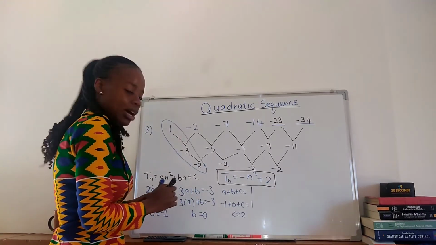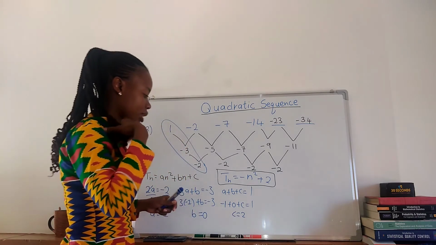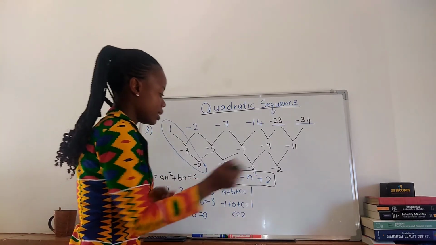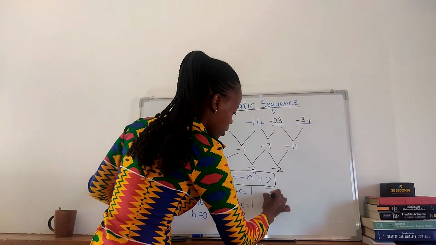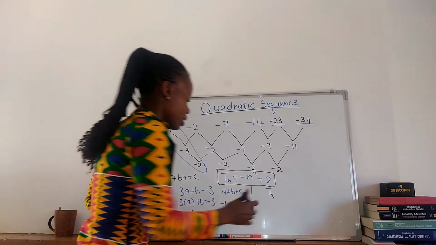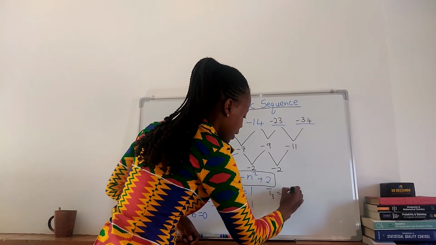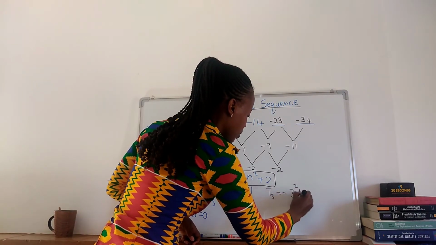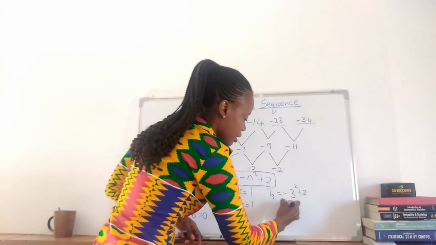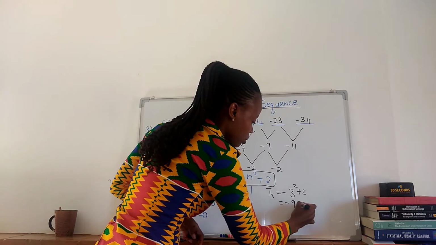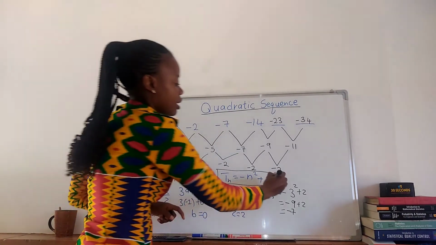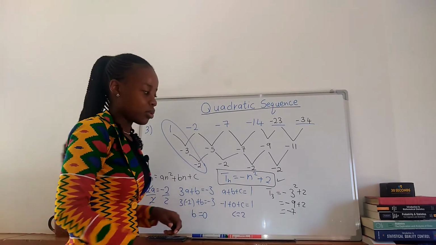Okay, so now let's check if our answer is correct. T3, we're using term number 3. We want to see if we're going to get -7. T3 equals -3 squared plus 2. -3 squared is -9 plus 2, and the answer is -7, which means that our expression is correct.